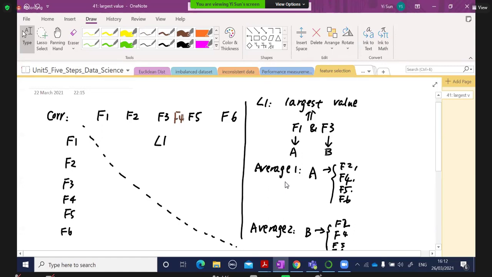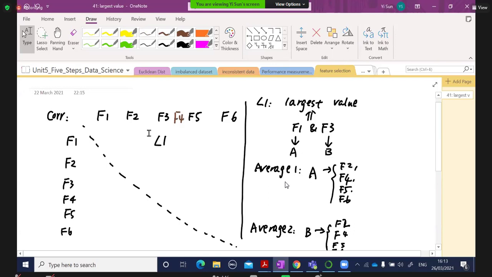Just one more thing. Why did I say absolute value here? Because the correlation can be negative or positive. So the sign is not important here, but the absolute value is. Now we know A and B, that is F1 and F3, are highly correlated. I want to remove one of them from my features. So which one should I remove?